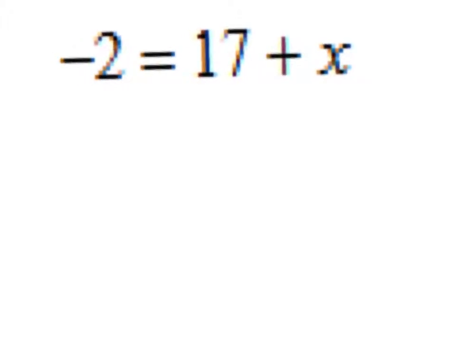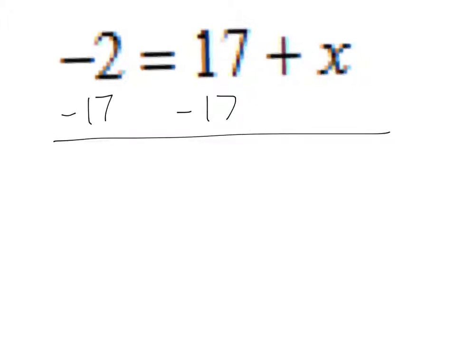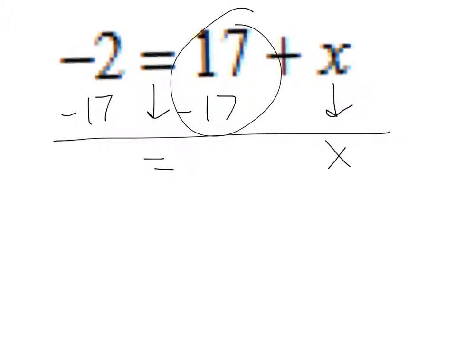Okay, the next example. This one says that we want to focus on this side because that's where our variable is. Okay, so we're going to subtract 17 from both sides because we have a positive 17, so in order to get rid of it, we subtract it. So x is equal to, this is going to be 0, and we're going to have negative 19. You owe 2, you owe 17, so you owe 19.